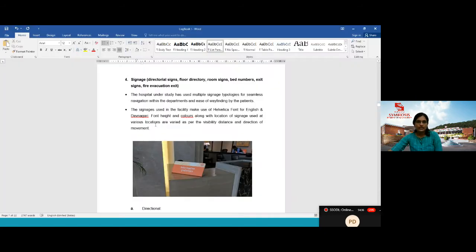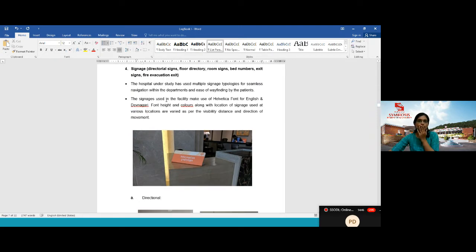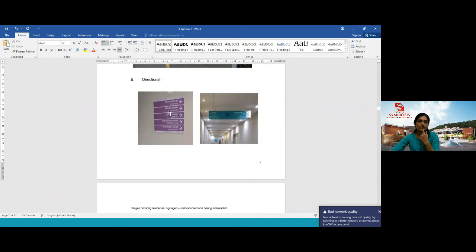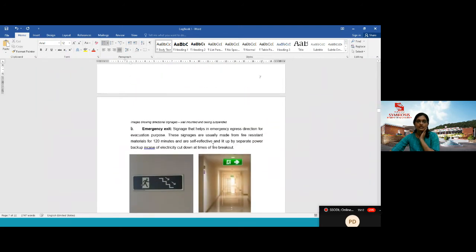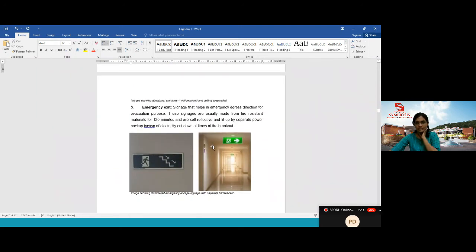This is a part of the signage that is given as a sample, of course. You can add pictures. Here I have written that Helvetica font is used for English and Devanagari for the local language. These are some pictures. Directorial: standard beds, private beds, deluxe rooms. This is the emergency exit signage, related to the emergency exit.